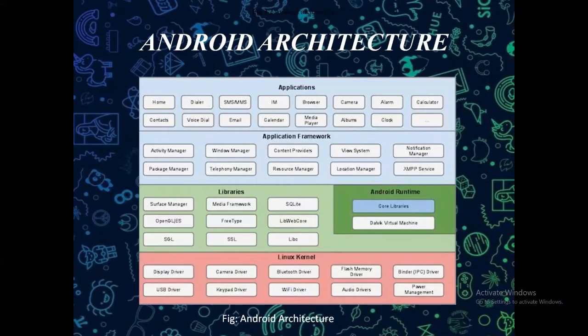The application layer includes the basic applications which are common with the operating system and the applications which use subsequent tasks. All the applications are written in the Java programming language. And next is the application framework. The framework is an extensive set of software components used by all applications in the operating system.